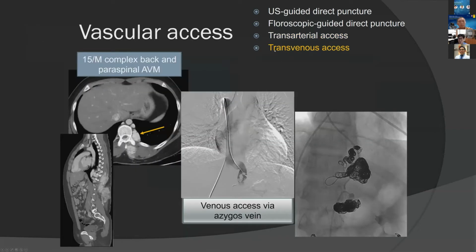Finally, this is the transvenous access. This patient has a complex back and paraspinal AVM. I want to embolize this venous sac first. So with transvenous access from the femoral vein and azygos vein, I could access this point, and I insert many coils to occlude this venous sac.